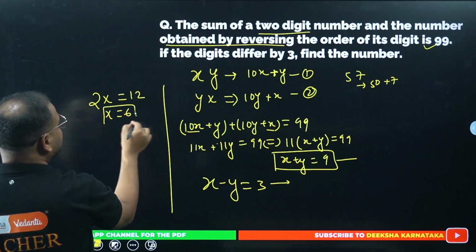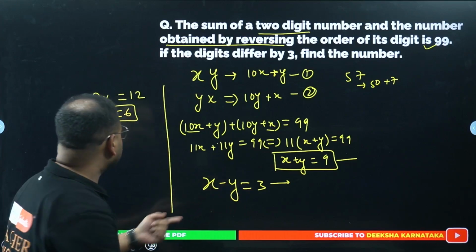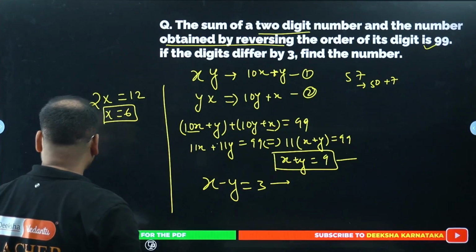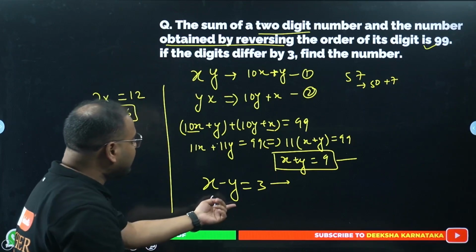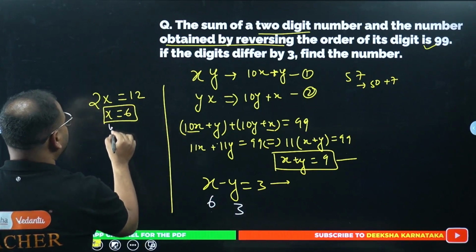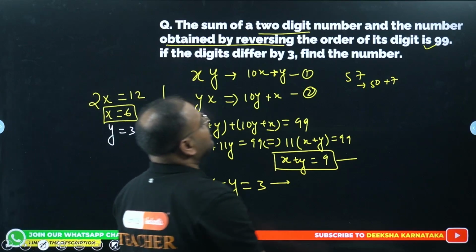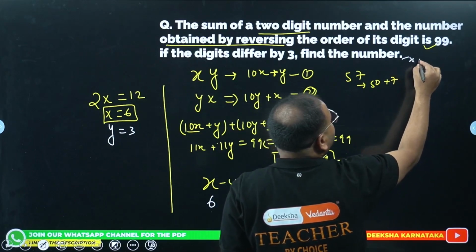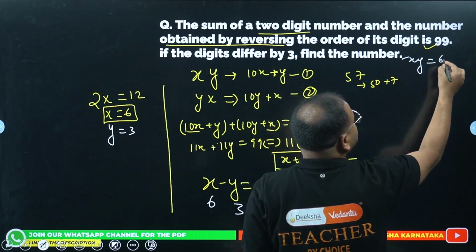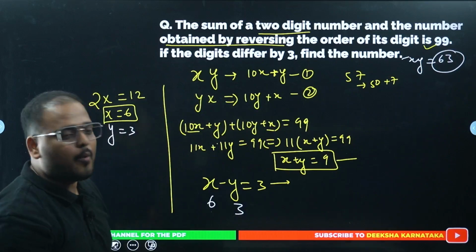If the difference is 3 and x here is 6, it means y has to be 3 because 6 minus 3 is 3. So what is y? y is 3. x is 6, y is 3. The number was xy, so it is 63. The answer is 63. I hope it is clear.